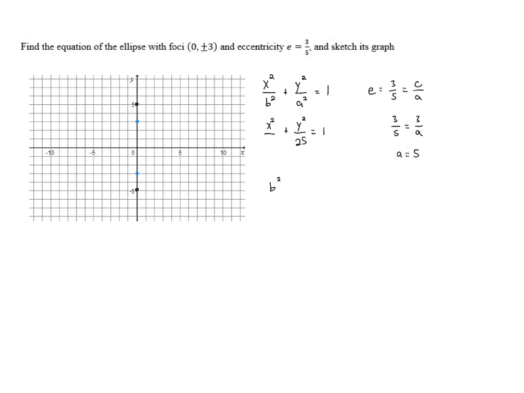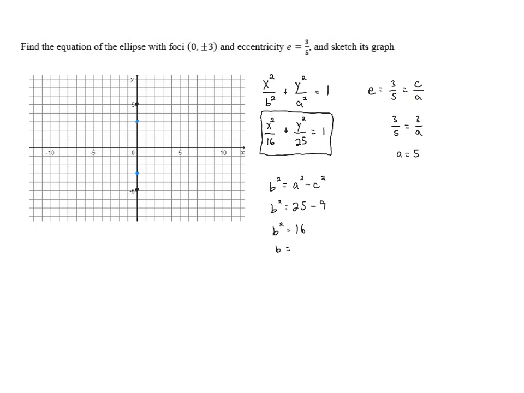And we know that b² = a² - c². So that's going to end up being 25 - 9, because c is 3. 3² is 9. 25 - 9 is 16. So we have b² = 16, which is the denominator on the x². And that actually gives us our equation.